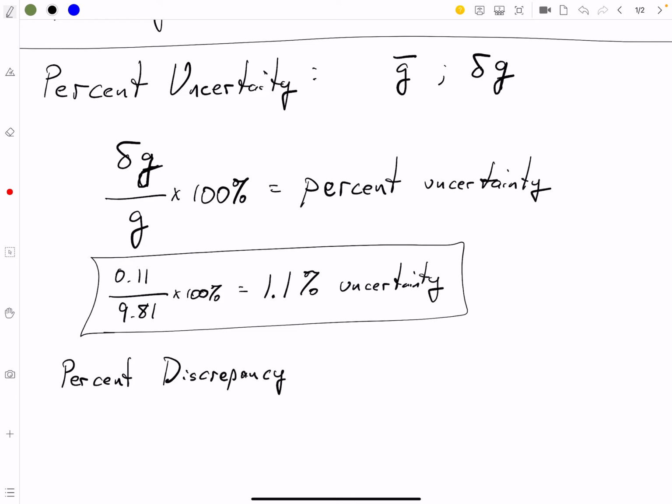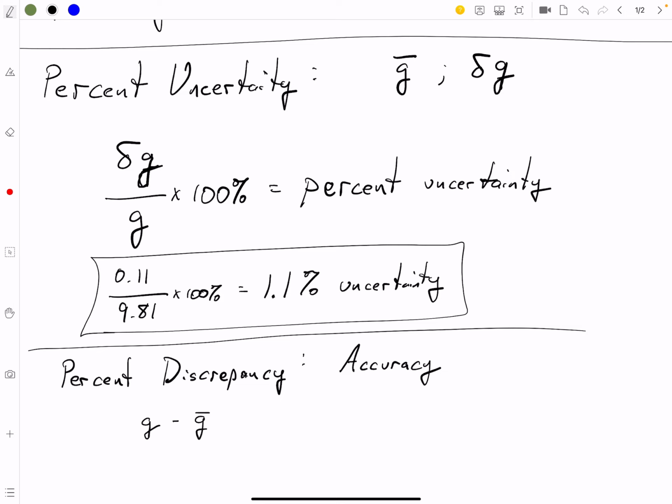What about your percent discrepancy? What does that relate to? That relates to the accuracy. How accurate were you? So my percent discrepancy would be whatever the accepted value of G is minus our mean value of G, divided by the expected value, accepted or expected value, times 100%.